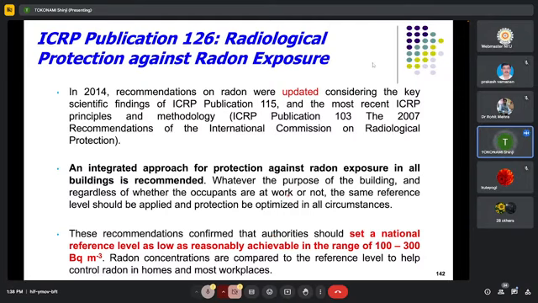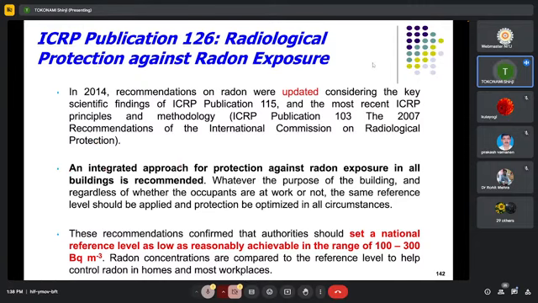ICRP Publication 126, Radiological Protection Against Radon Exposure. In 2014, recommendations on radon were updated, considering the key scientific findings of ICRP Publication 115 and the most recent ICRP principles and methodology, namely ICRP Publication 103, the 2007 recommendations of the International Commission on Radiological Protection.